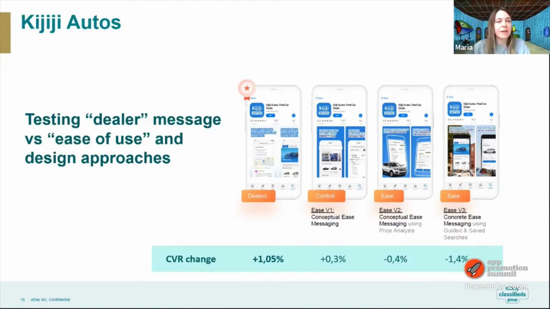So the idea here was, at the moment we had screenshots that were trying to emphasize the main feature request from the users, like ease of use. And we decided to change it to the dealer message. But before, we conducted this test where we tried to understand how the design itself would impact the ease of use message. And also we've added, just for fun, this test option with the dealers.